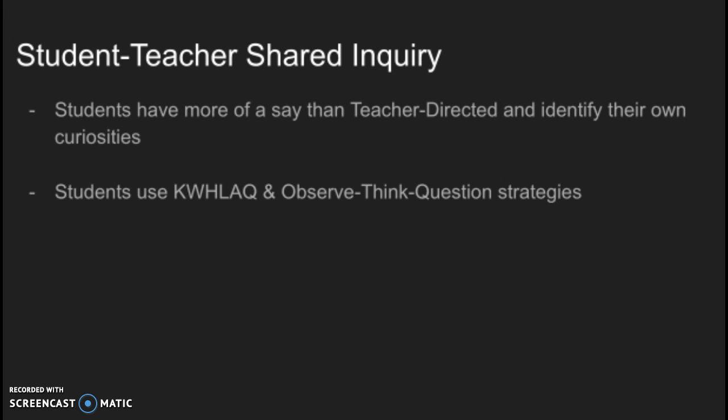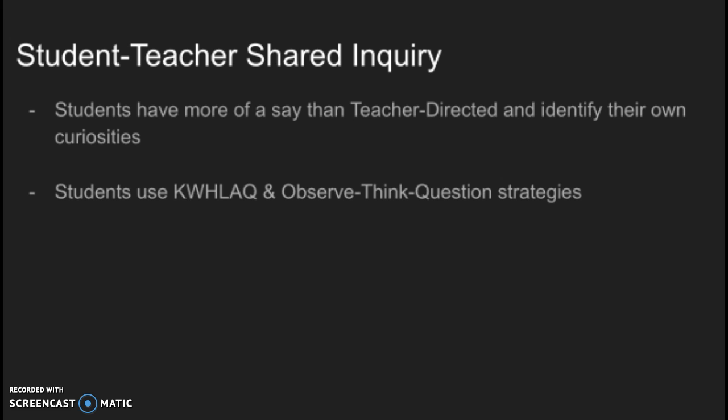Strategies that make this effective include the KWHLAQ and also the observe, think, question strategy. So KWHLAQ is kind of taking that KWL chart and expanding it. So what do students know? What do they want or need to know? How can they find it?